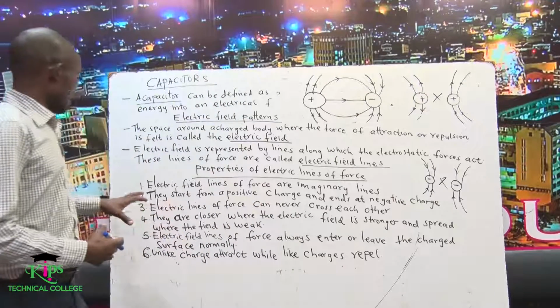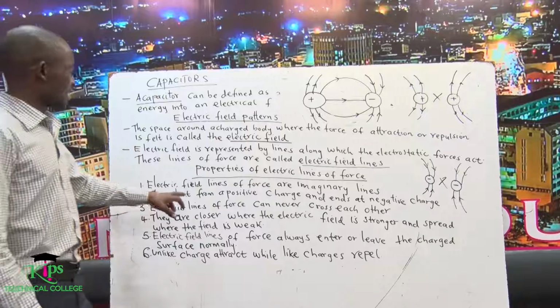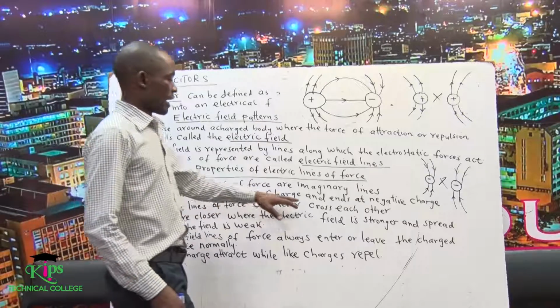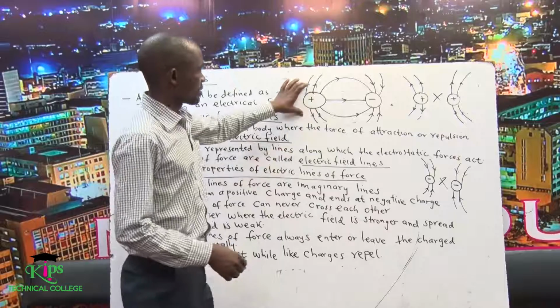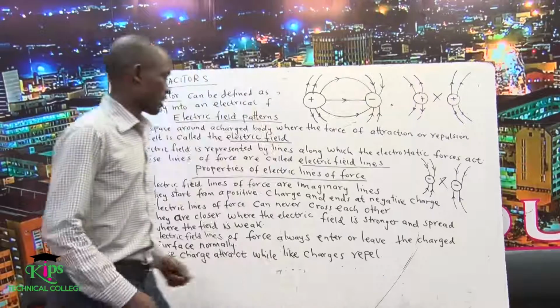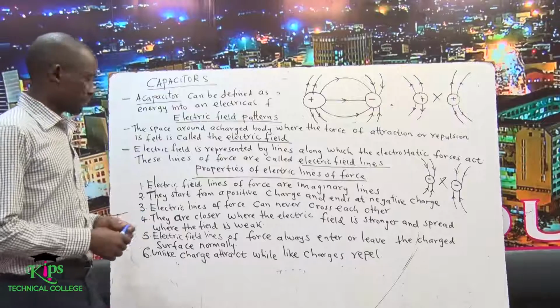So basically, I've tried to elaborate number 2, which states that they start from a positive charge and end at a negative charge. I think that point is well understood. We move to the third point.